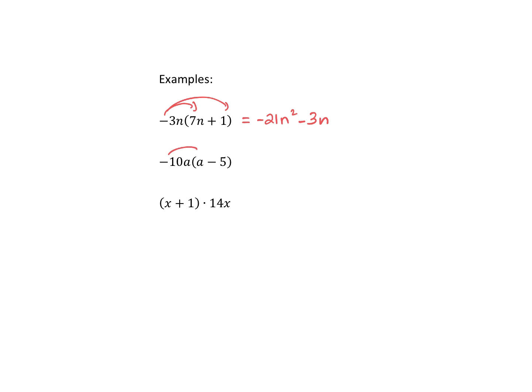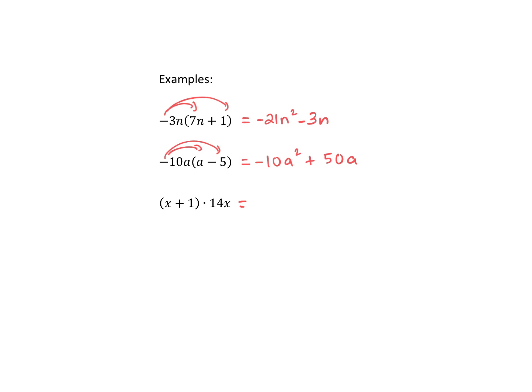In the next example, we have a negative 10, and then we have a times a, so we have 2 a's, or a squared. Then we have a negative times a negative is a positive. We have 10 times 5 is 50, and then we have 1a.